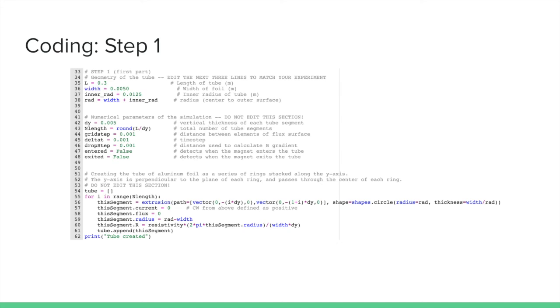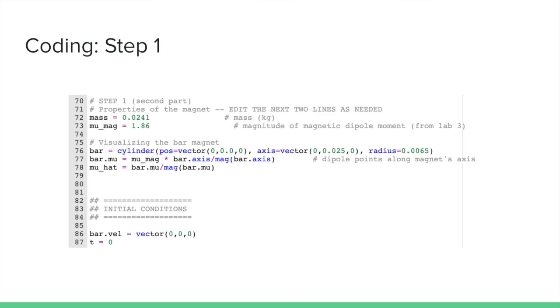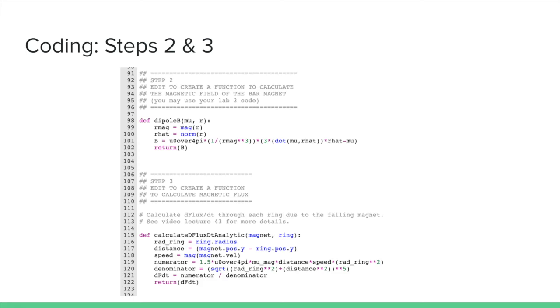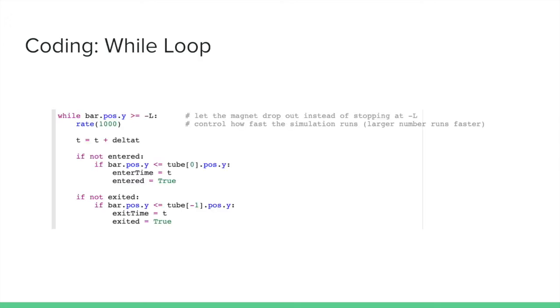Step 1 of this experiment is more or less putting in all the measurements and dimensions of the aluminum foil tube, as well as the mu value for the bar magnet. Steps 2 and 3 are two defining functions. For step 2, the defining function is the magnetic field of a dipole, or a magnetic dipole, so the bar magnet. And the defining function for step 3 is calculating the change in flux of the falling magnet. The while loop just helps simulate the bar falling down.